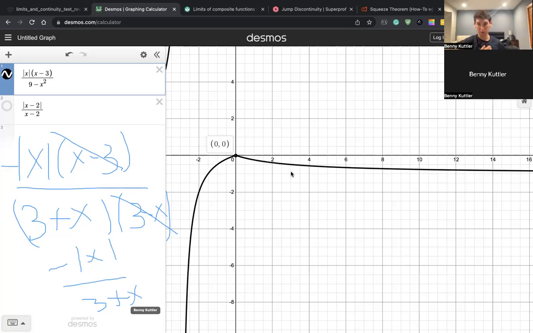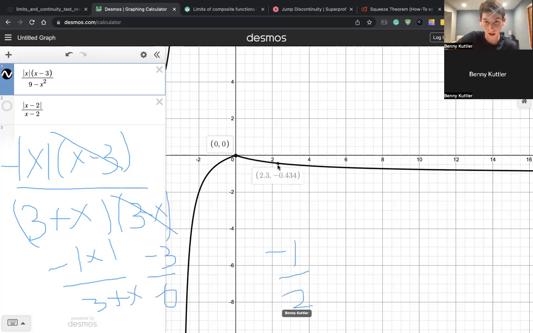So now let's see what happens when we plug in 3 here. So we get negative times the absolute value of 3, which is negative 3, over 3 plus 3, which is 6, negative 3 over 6. And then we get negative 1/2.